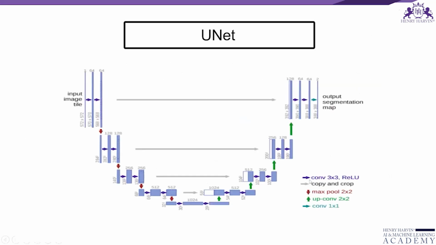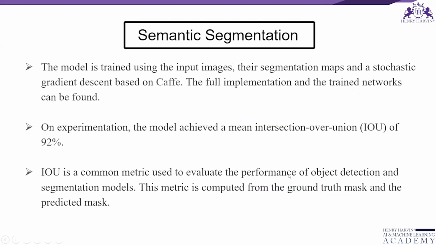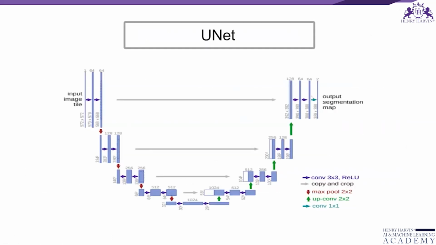You can look over here, there is convolution 3x3 ReLU, copy and crop, max pool 2x2, up convolution 2x2, and convolution 1x1, right? Okay, so the benefit of downsampling a feature map is that it broadens the receptive field with respect to the input for the following filter given a constant filter size. This is more desirable than increasing the filter size due to the parameter inefficiency of large filters.